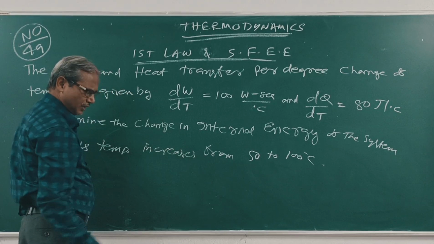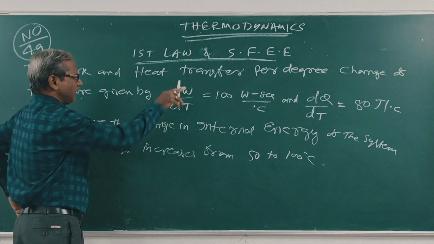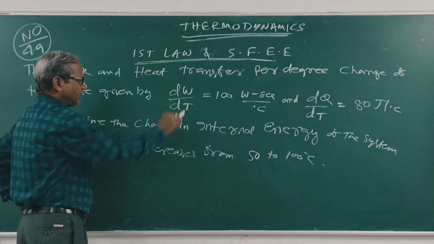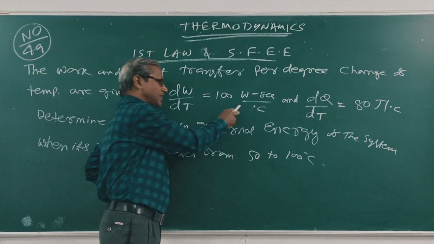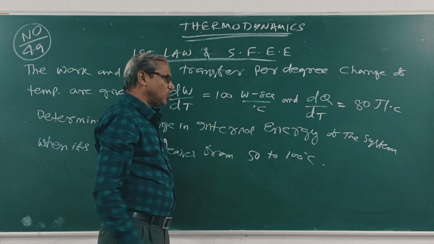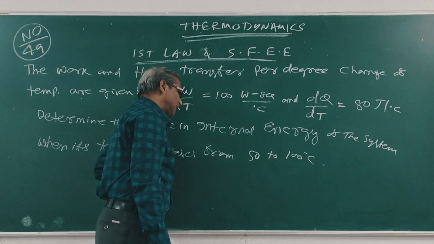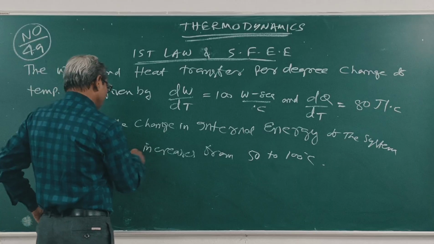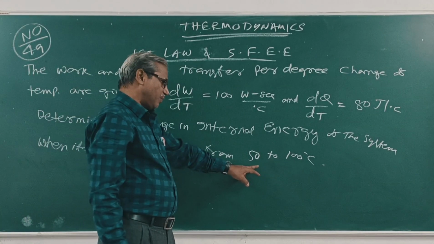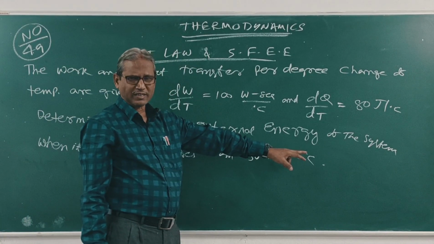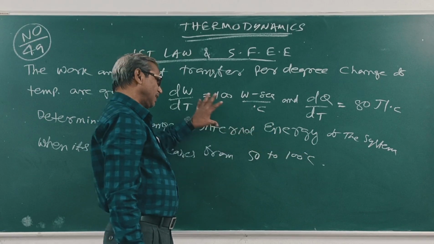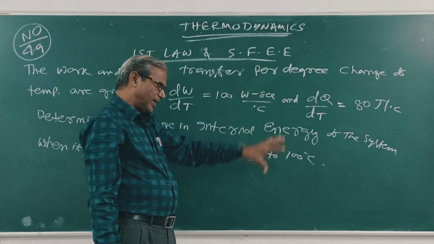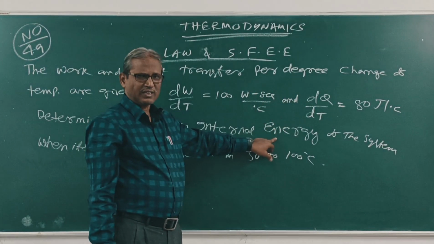The work and heat transfer per degree change of temperature are given by dW/dT equal to 100 watt second per degree centigrade and dQ/dT equal to 80 joule per degree centigrade. Determine the change in internal energy of the system when the temperature increases from 50 to 100 degree centigrade. Given the work and heat transfer per degree change of temperature, we will find the change in internal energy.